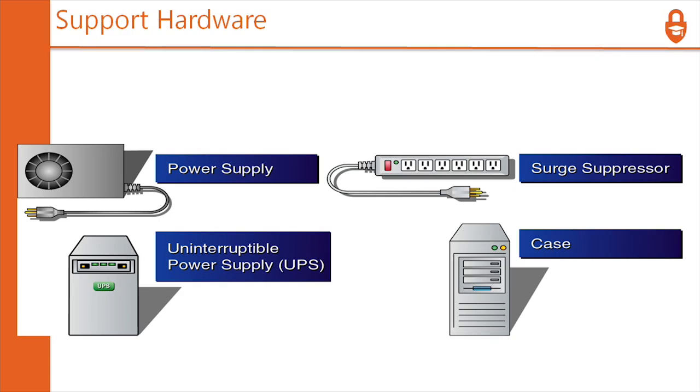And then if the power all of a sudden is at 120 volts and then it drops down to 90 volts and then back up, we need to be able to handle that as well. And that's what the UPS does. So we don't mess up our chips.